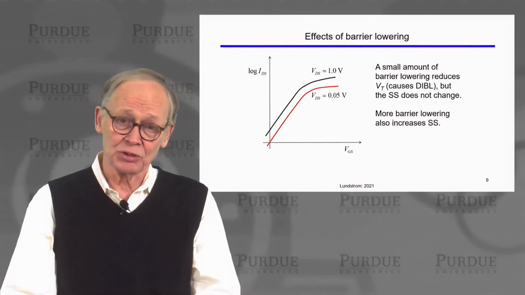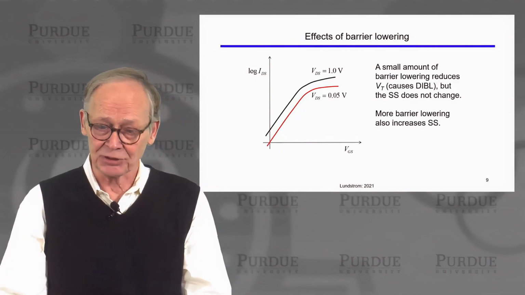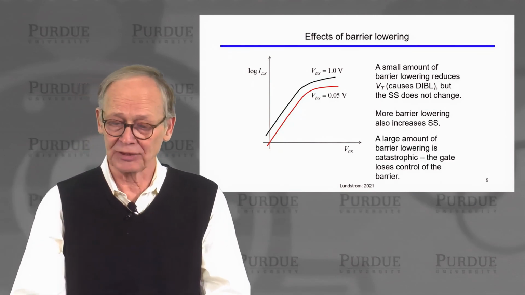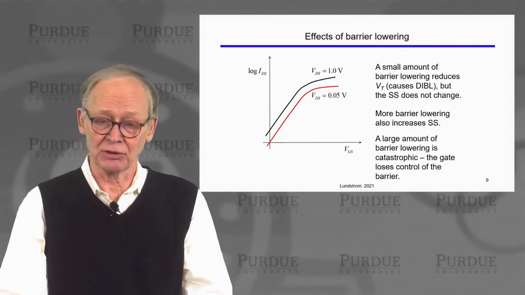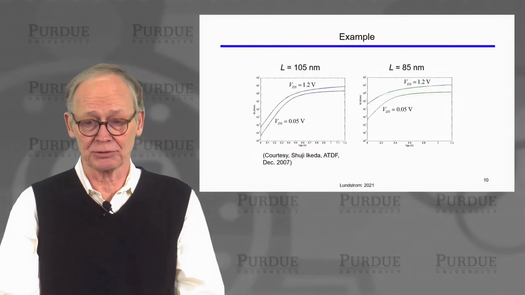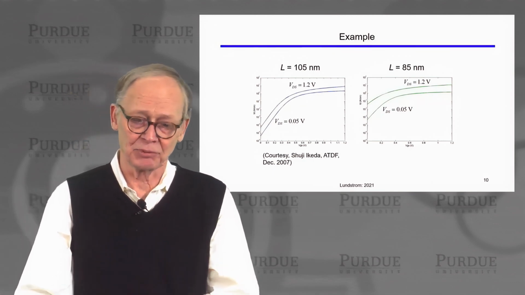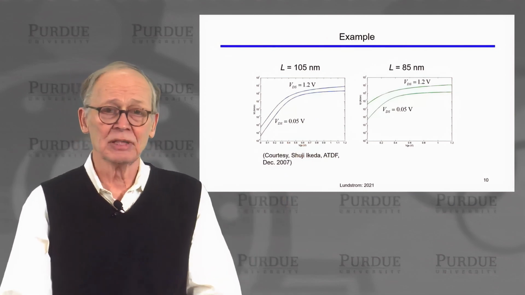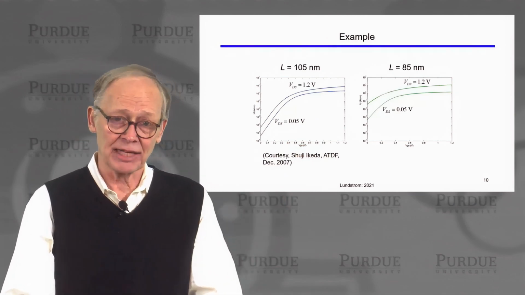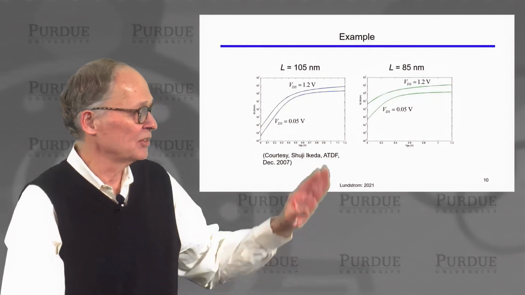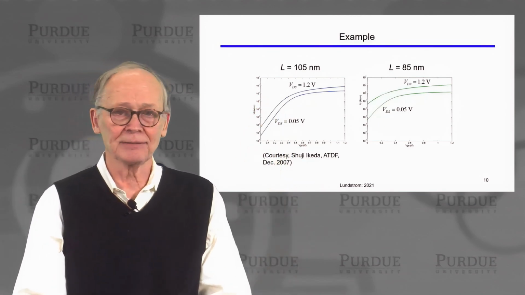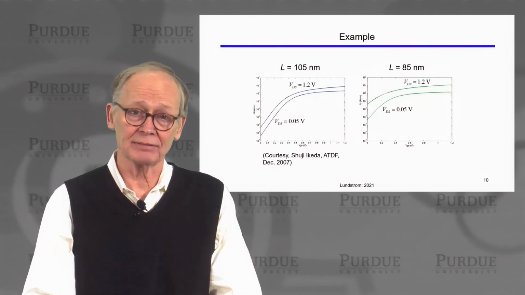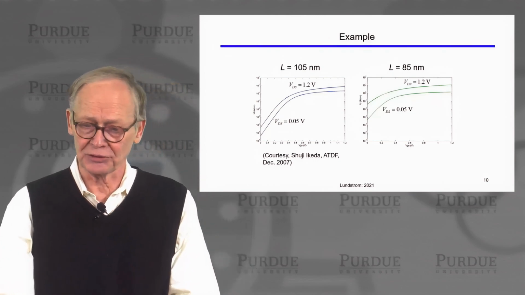As we have more and more two-dimensional effects of this nature, we can have more barrier lowering, and the subthreshold swing can also increase. And if we have a large amount of barrier lowering, things are catastrophic and we have punch-through. So here's an example from some real transistors. In this particular technology, we have a well-behaved transistor with a channel length of 105 nanometers. So you can see we have a good subthreshold swing. The two curves are parallel. There is some DIBL. That's a two-dimensional effect, but it's under control, and this is a useful transistor.